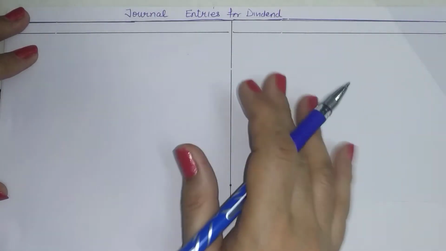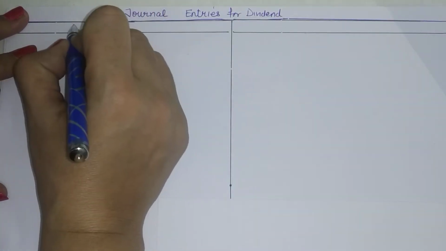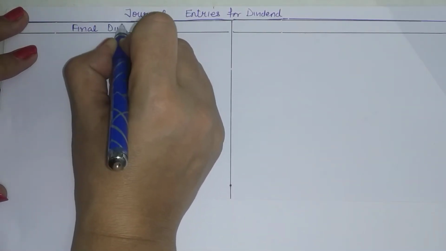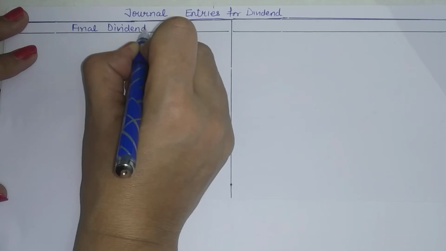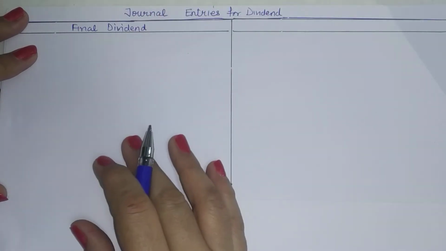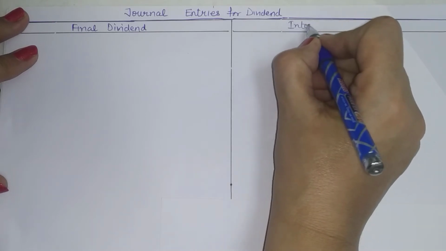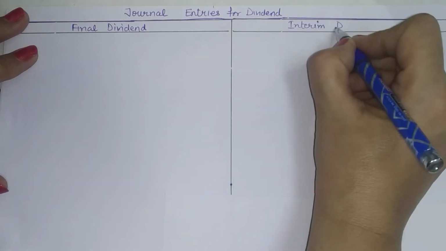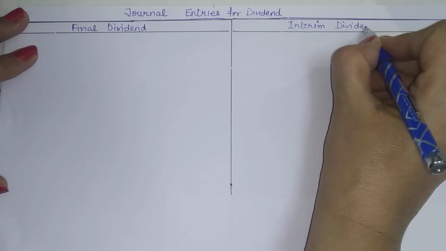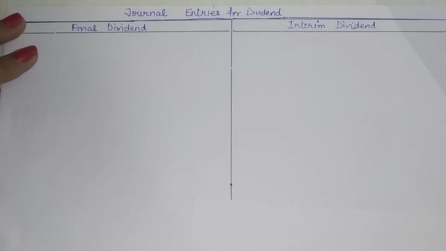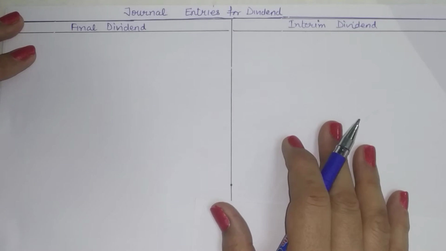Since the dividend that a company can give can be of two types: final dividend. Now final dividend is one which is given by the company at the end of the year, right? And another is interim dividend. Interim dividend is paid by the company during the term of the year. So within the year, a company may pay dividend to its shareholders, which is called interim dividend. So we will be passing entries for both of these categories separately.